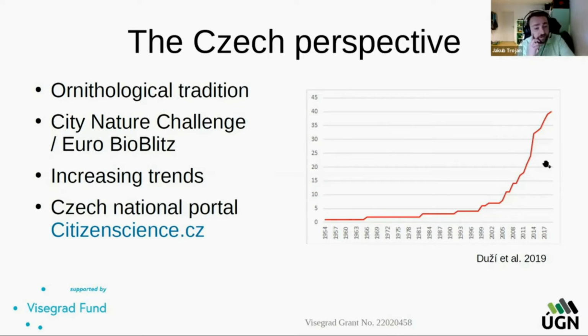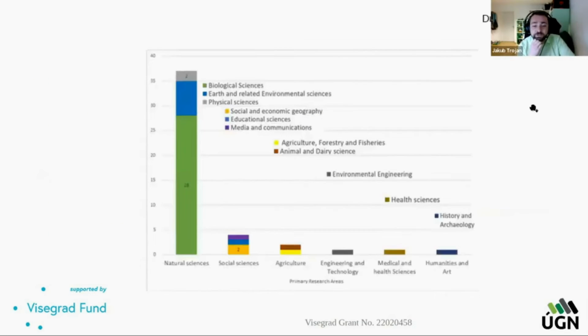On the next graph, there are outputs from the research on the fields which are mainly using citizen science approaches. We couldn't be so surprised that the natural sciences are dominant, but there are also some projects in social sciences and humanities or in agriculture.